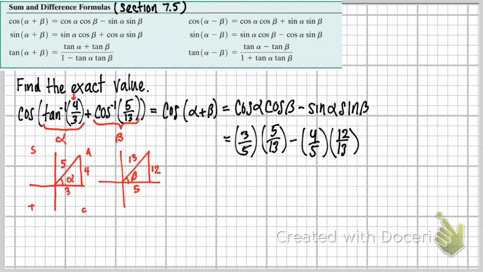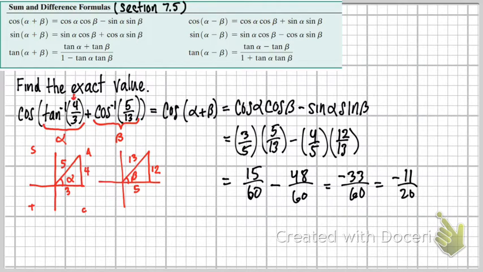So now all we're going to do here is just multiply the tops and the bottoms and add them together. And we're going to get 15 over 65 for the first one minus 48 over 65 for the second one. And since we have the same denominator here, we can just combine these. And that's going to be what? Let's see. 15 minus 48, that's going to be negative 33 over 65, which simplifies to, because 3 goes into both of those, negative 11 over 20. So there's our exact answer that we were looking for.